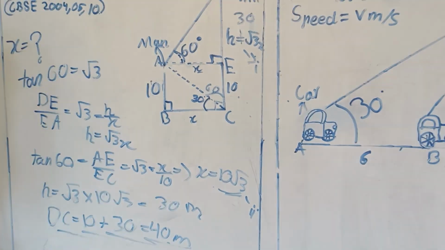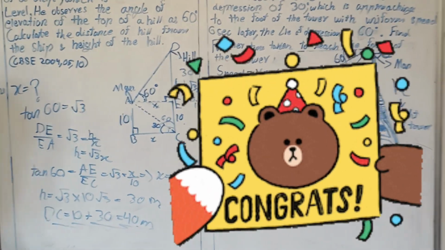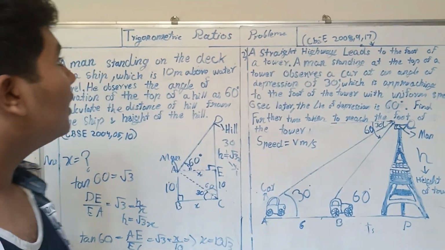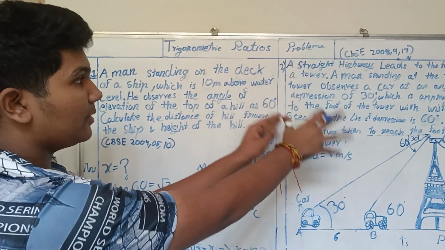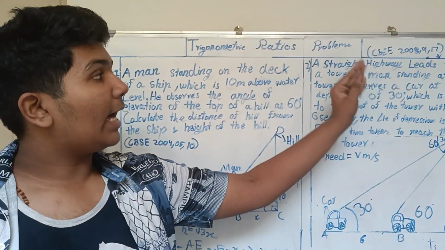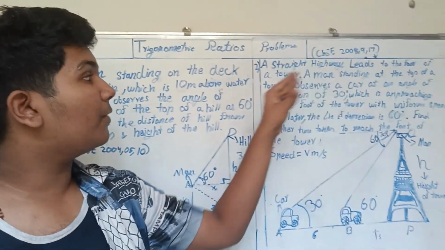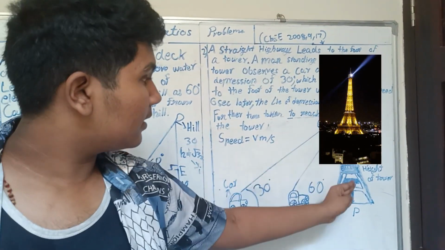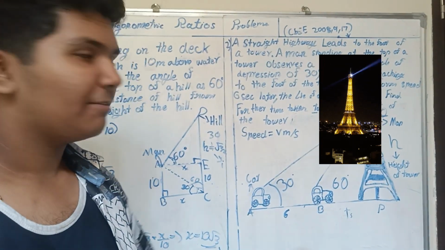Hence solved. So most of you got 40 meters. Okay, so good. Now the next problem is: a straight highway leads to the foot of a tower. So this is the highway here, and here is the foot of the tower. Looks awkward.